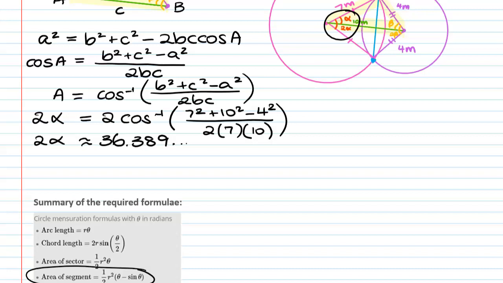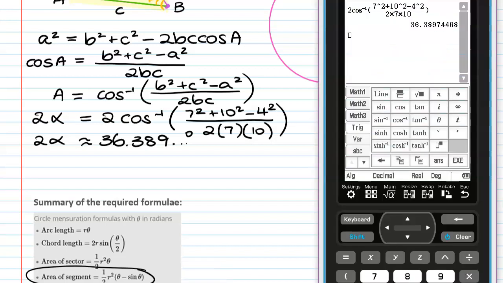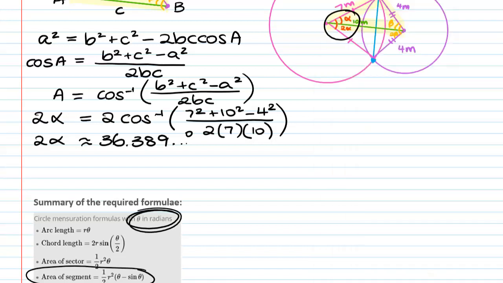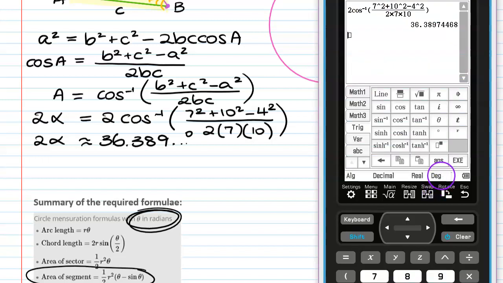But I've made a critical error here. This would be in degrees, but when we're using these formulae, we actually want theta to be in radians. So let's change this to radians. GRA is another unit that you can use to measure angles, but we won't be using it in our course. Putting that into radians, we get 0.635 ... radians.